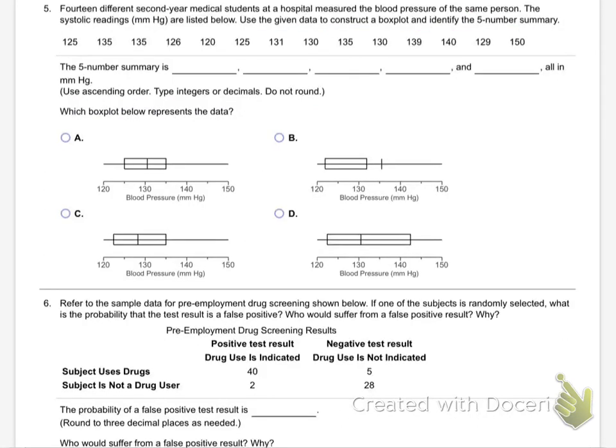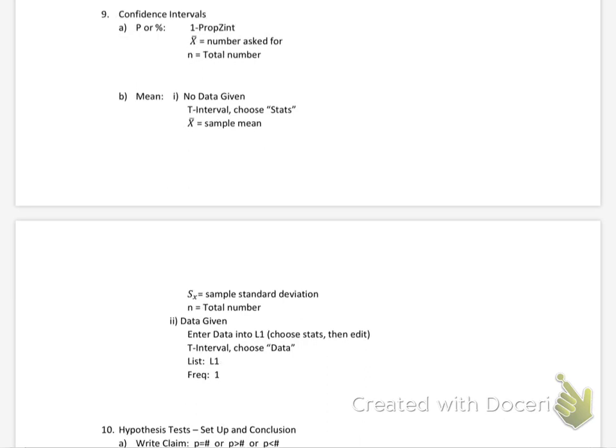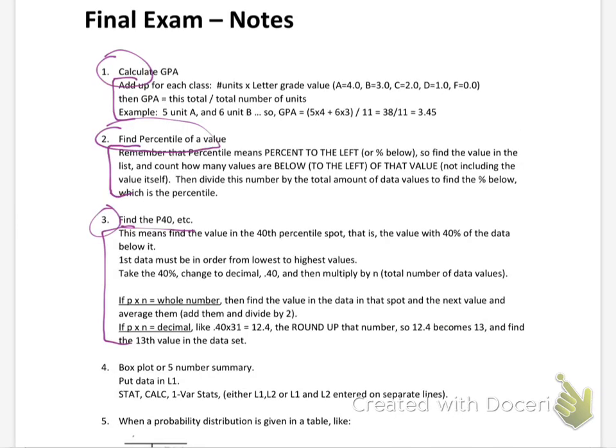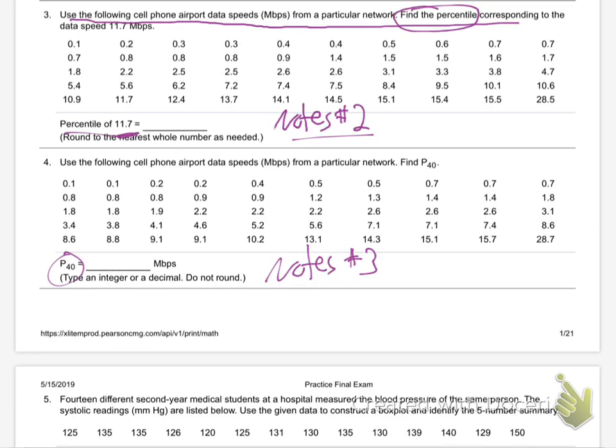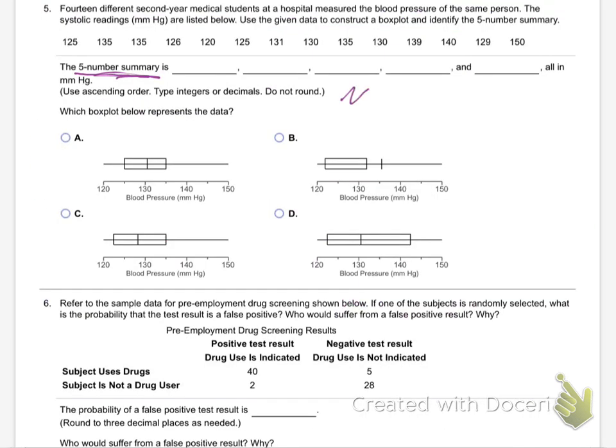Question number 5. 5-number summary. They want you to find the 5-number summary. Let's go back to the notes. Box plot or 5-number summary. There it is. Follow those steps. So that's notes number 4.